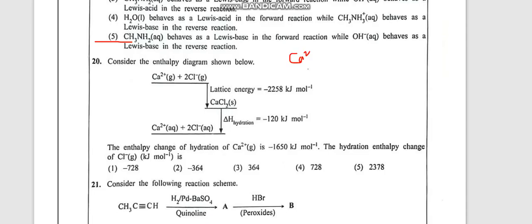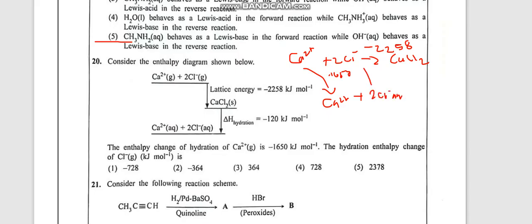Now you can see I am taking Ca2 plus gas reacting with 2 Cl minus and forming CaCl2. For that it is minus 2258 kilojoule per mole. Now they have given the hydration enthalpy change of Ca2 plus. So Ca2 plus gas becoming Ca2 plus aqueous is minus 1650. But the same thing we don't know for Cl minus. Now let's say the hydration enthalpy of Cl minus is X, but here I will take it as 2x, because you have 2 Cl minus.